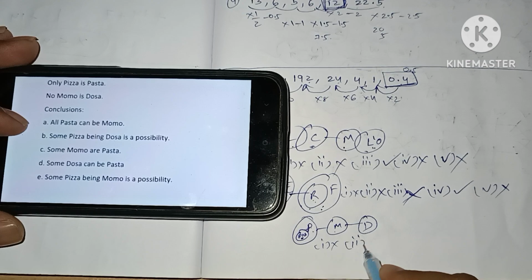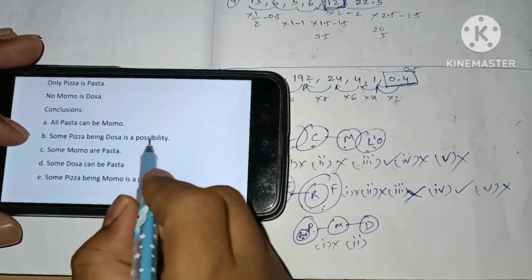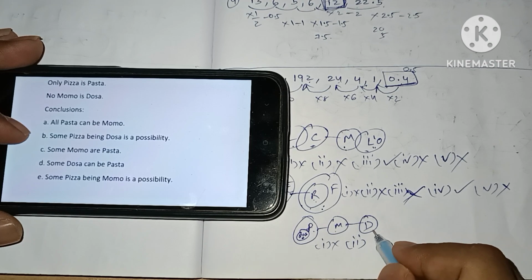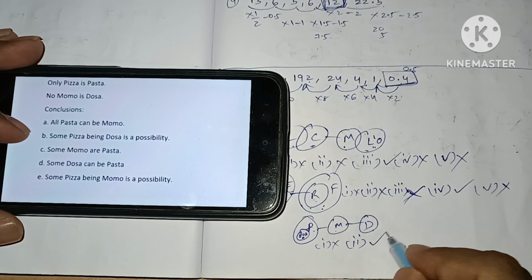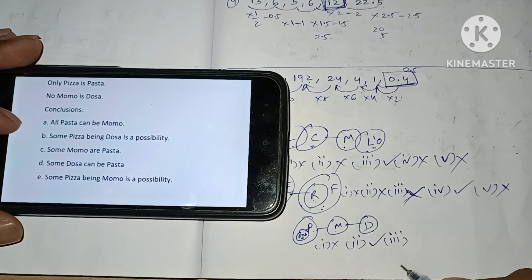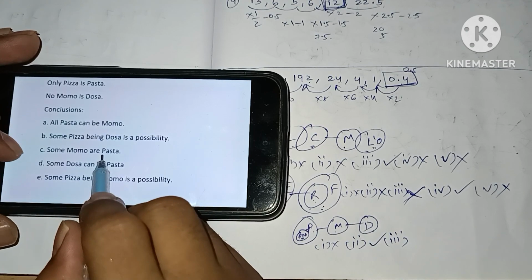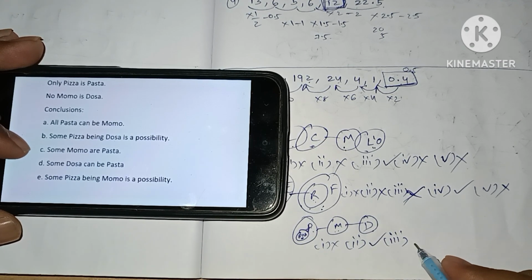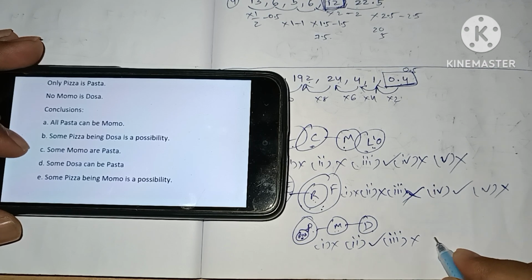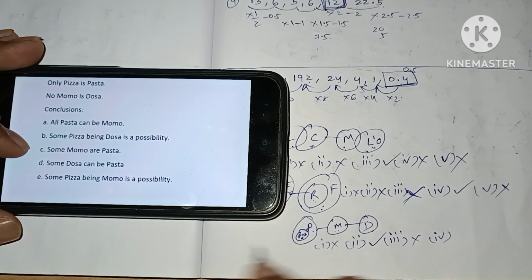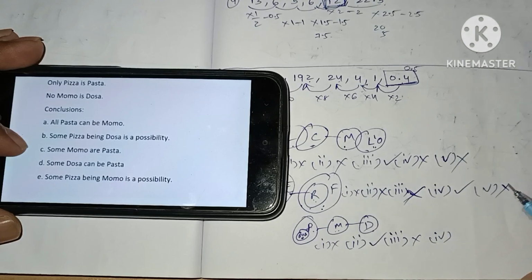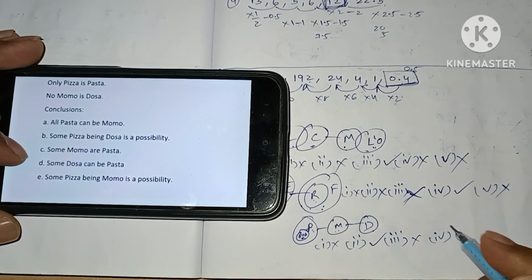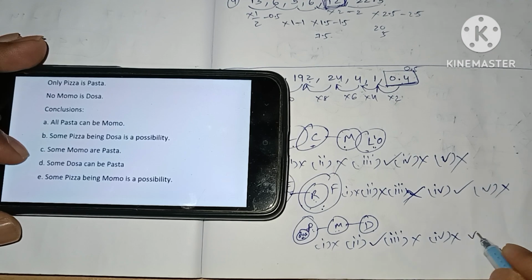Second conclusion, some pizza being dosa is a possibility. Some part of pizza can share with the dosa. It is possible. So the second conclusion is true. Third conclusion, some momo are pasta. Momo and pasta don't share. So the third conclusion will be false. Fourth conclusion, some dosa can be pasta. Pasta doesn't share with anything except pizza. So this case fails.